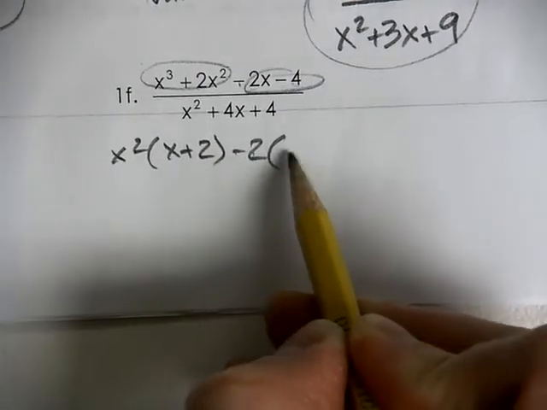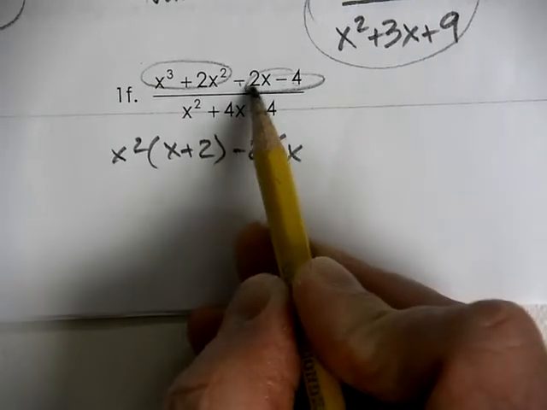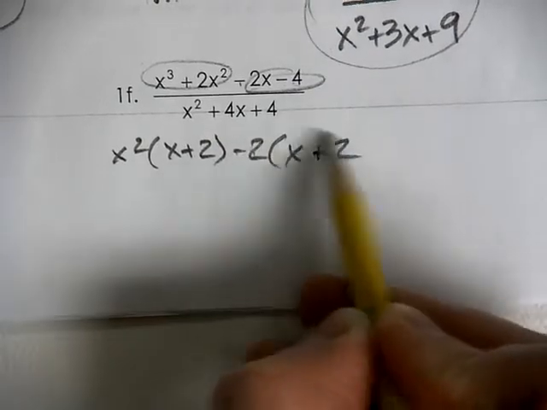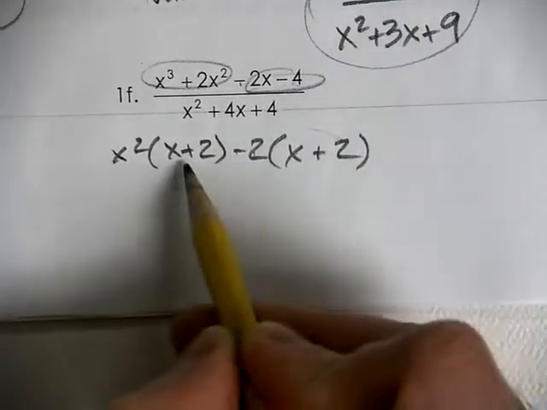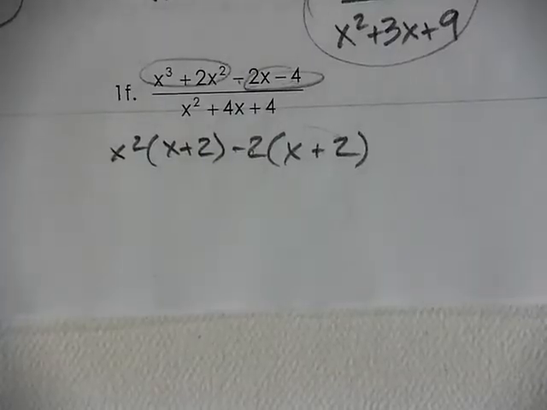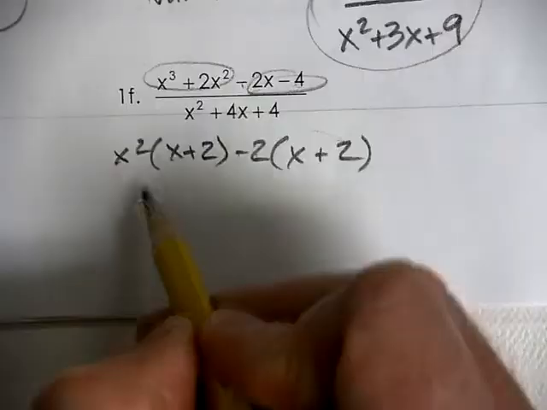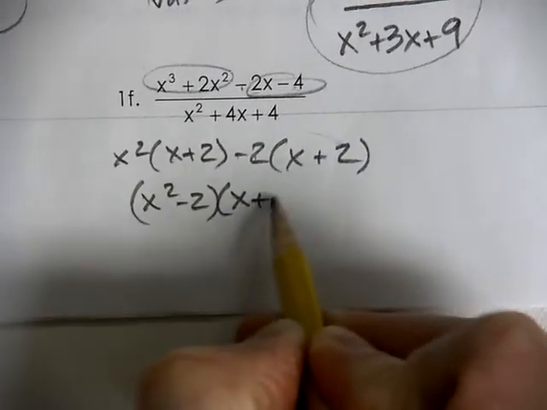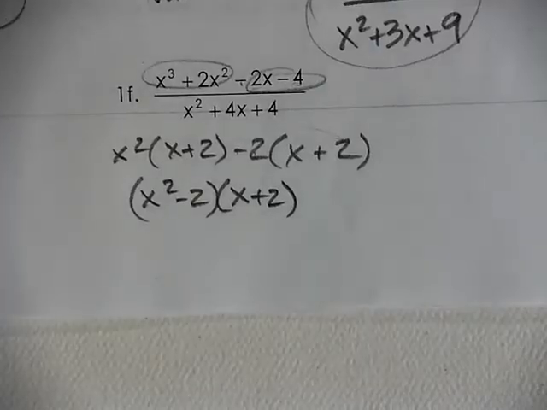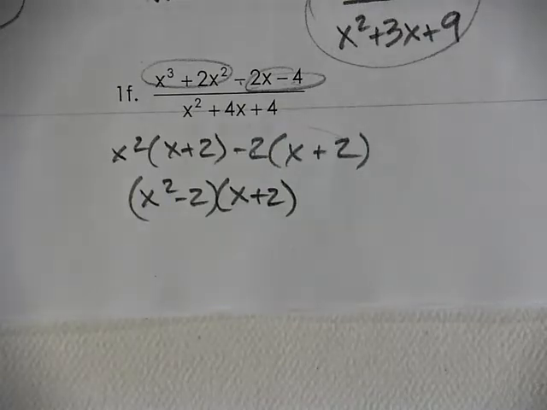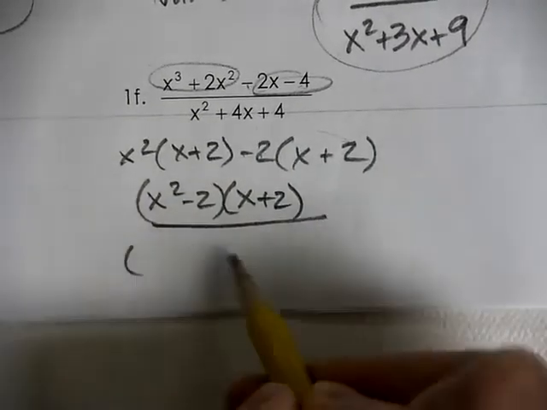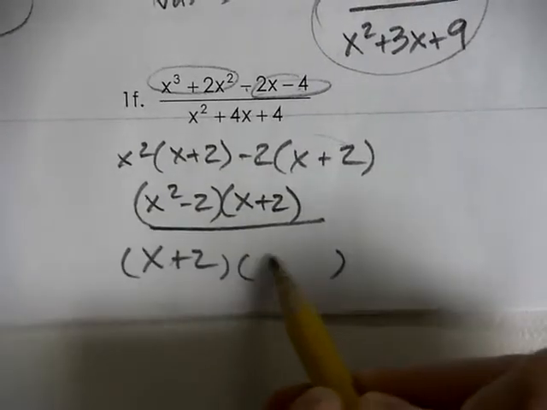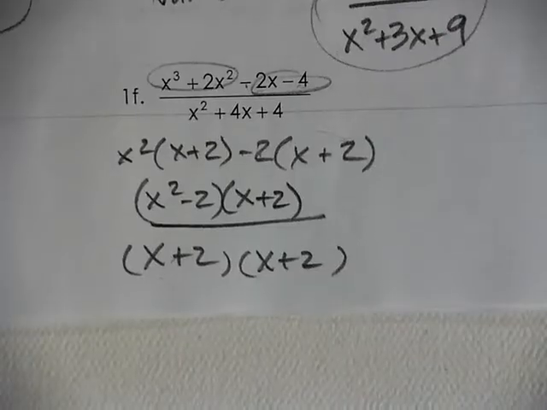Negative 2 times x leaves you with a negative 2x. Negative 2 times a positive 2 would give you negative 4. Notice that what's inside the parentheses is exactly the same. So we get x squared minus 2 and x plus 2. That is our numerator. Then we look at the denominator, and that can factor into x plus 2, x plus 2.